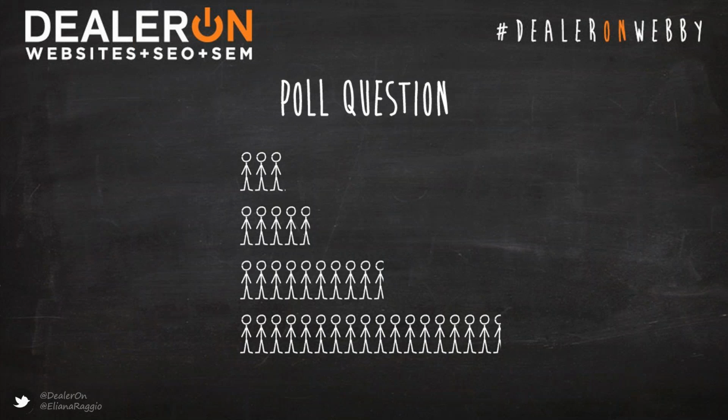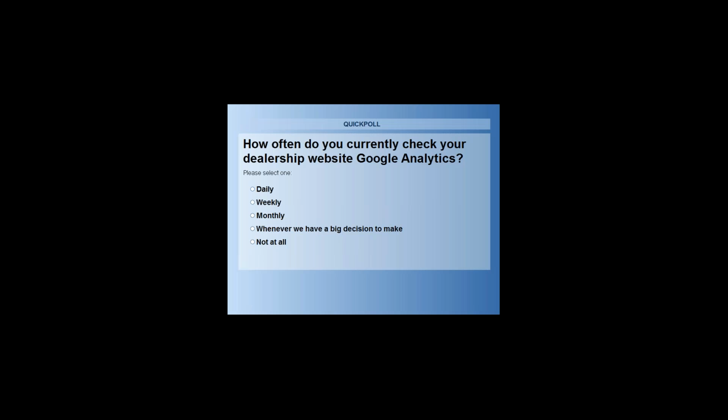So then, Eliana, could you go into our next poll question? Yes, sir, I can. Okay, our last poll question is on the screen now. It's a pretty good one, too. We want to know, how often do you currently check your dealership website Google Analytics? Don't lie now. We're watching you. Not really. But please select one of the following answers. Do you check your Google Analytics daily, weekly, monthly, whenever we have a big decision to make, or not at all? Once we get a majority of the votes in, we're going to close the poll and share the results.